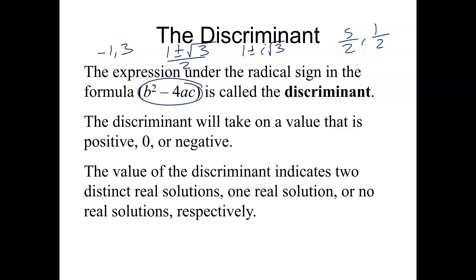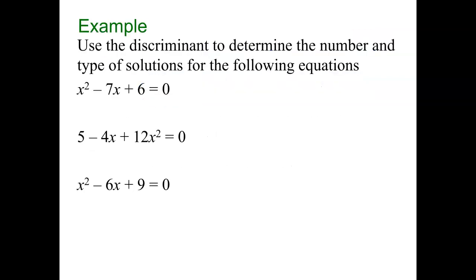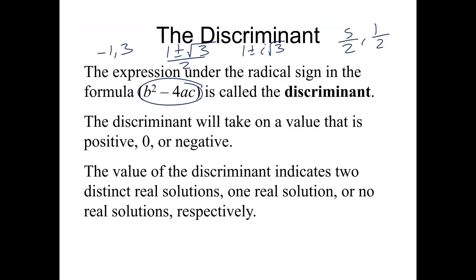Okay? Whether it's going to be 2 distinct real solutions, 1 real solution, or no real solutions. Okay? Meaning 2 non-real solutions. It also tells if it's going to be rational or irrational. We won't go that far in depth. Okay? And so here's what we're looking for. Okay? So let me go back. If our discriminant is positive, we're going to have 2 real solutions.